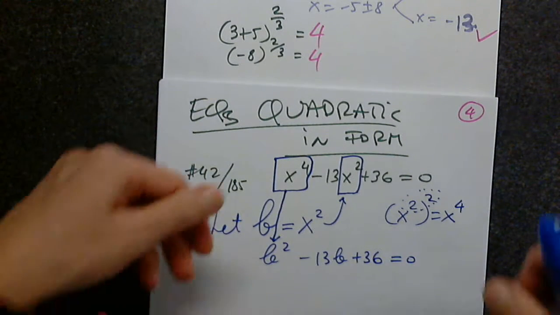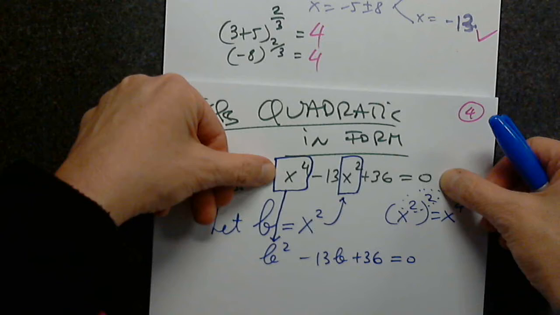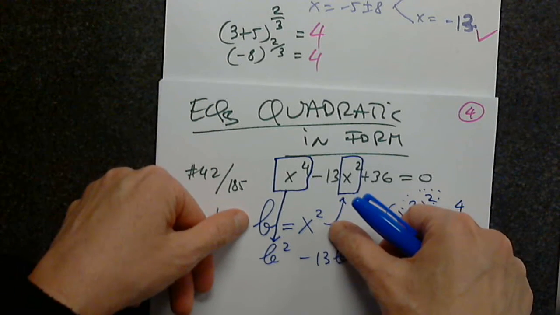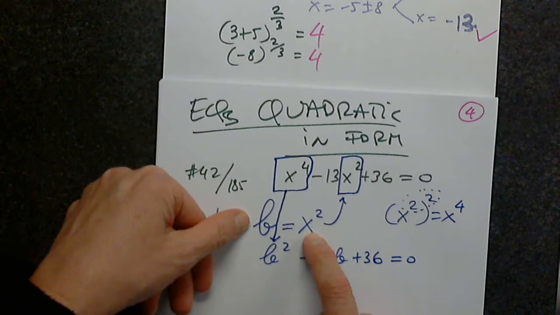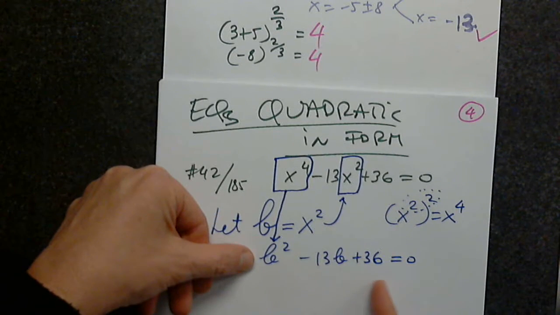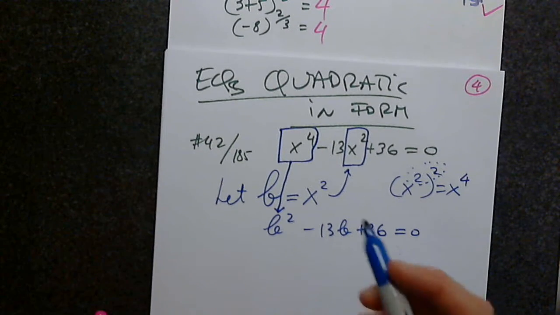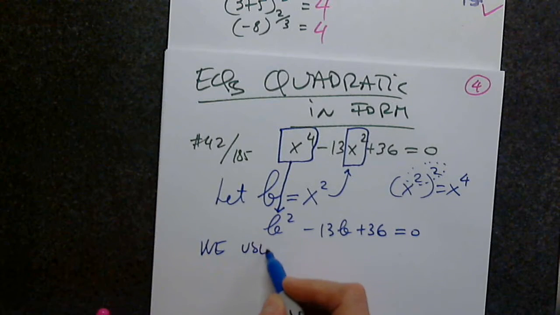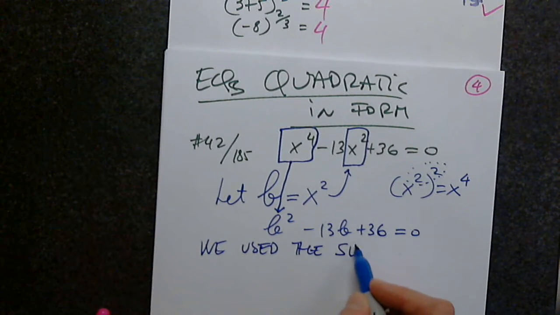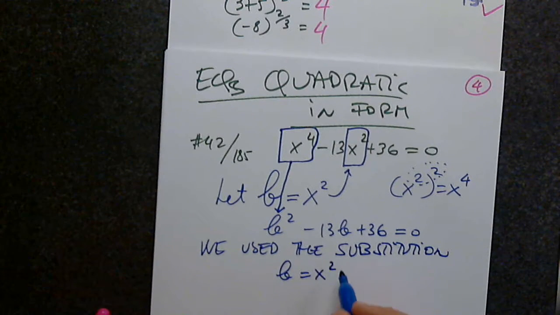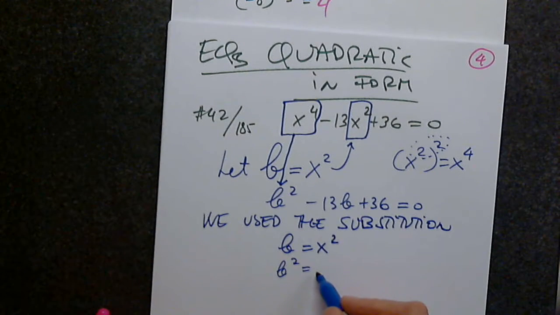So the original equation, x to the fourth minus 13x squared plus 36 equals 0, can be replaced by this if we use this substitution. If I call x squared b, then this is the new equation, which I know how to solve by factoring even. So we used the substitution b equals x squared, or b squared equals x to the fourth. Excellent.